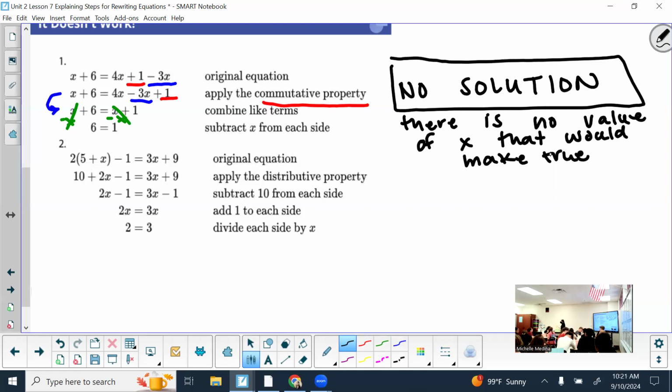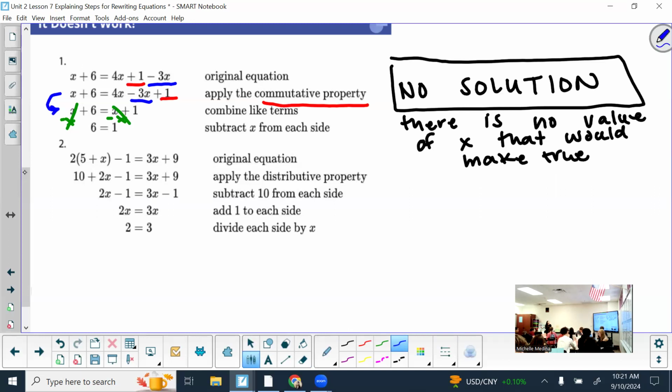Chris? So you think there's no mistake? Anyone disagree with that? Emberlyn, where's the mistake? Like from this line to this line?